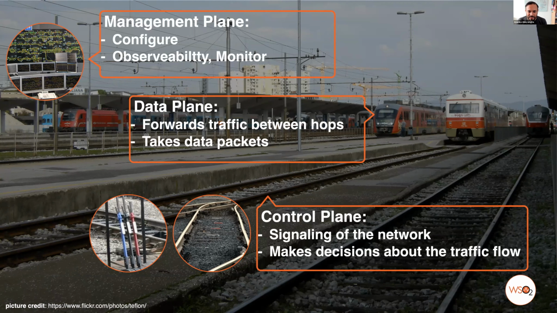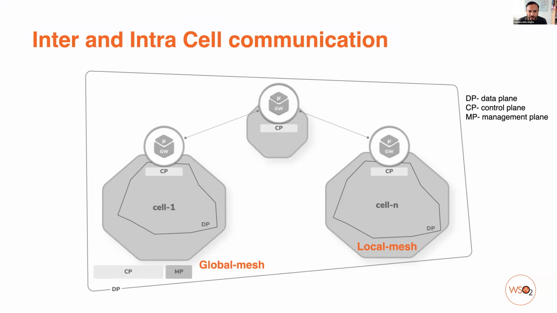So based on these three concepts, each and every cell contains a local data plane and a local control plane, as well as for the entire enterprise, you have a global control plane, a global data plane, and a global management plane. So I call them a local mesh and a global mesh. If you are familiar with service mesh technologies, this is service mesh plus, because in the service mesh concept, it's only one mesh that you have. But in this case, you now have multiple service meshes acting as a local mesh and a global mesh.